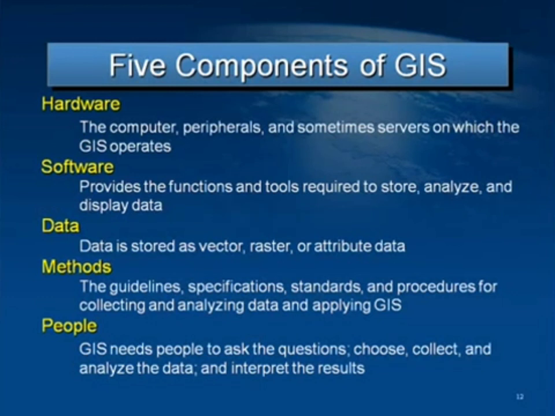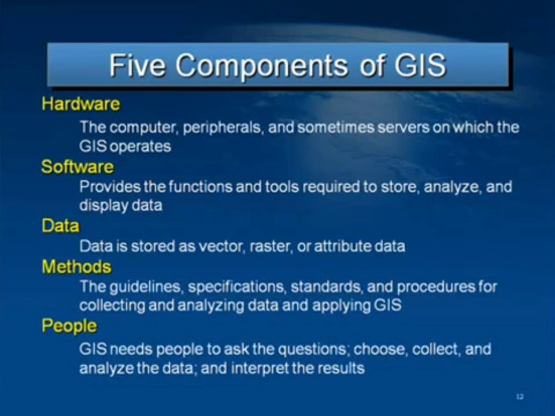Hardware: the computer, peripherals, and sometimes servers on which the GIS operates. Software: the software provides the functions and tools required to store, analyze, and display data. Data is stored as vector, raster, or attribute data, and we'll get into more of that in a little bit. Methods are the guidelines, specifications, standards, and procedures for collecting and analyzing data and applying GIS.